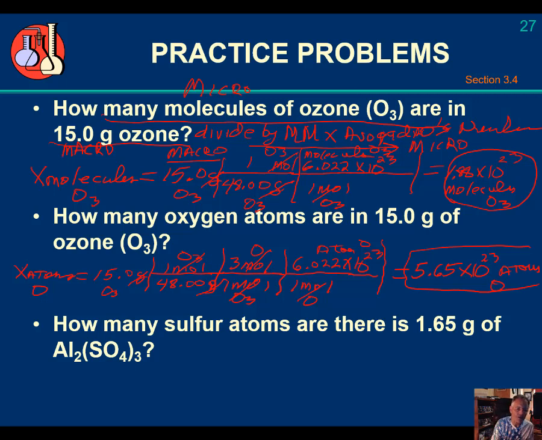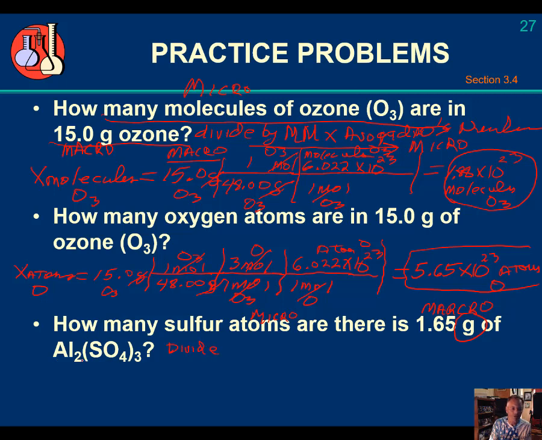Okay, so our next question is, how many sulfur atoms are there in 1.65 grams of aluminum sulfate? First thing to notice is that this is grams, and this is a macroscopic quantity. And we're going to go from a macroscopic quantity to a microscopic quantity, and atoms are definitely microscopic. So we're going from macro to micro. So here's the way it's going to work. We need to divide by the molar mass. Okay, so that's going to be the first thing we need to do.